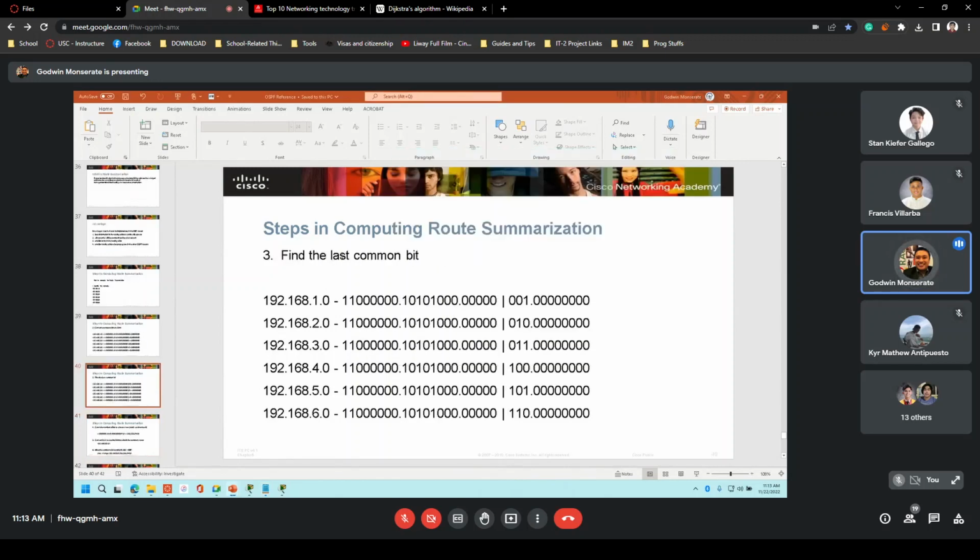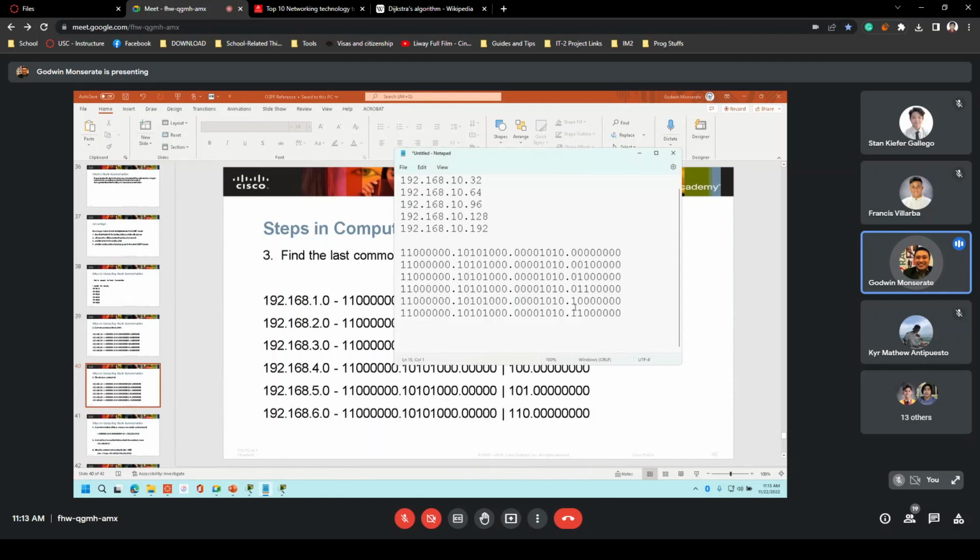The next step is to find the last common bit. So in our work here, what is the last common bit? What can you see as the last common bit?